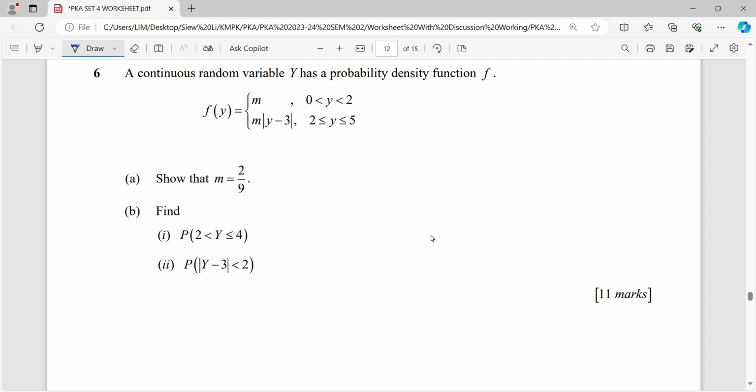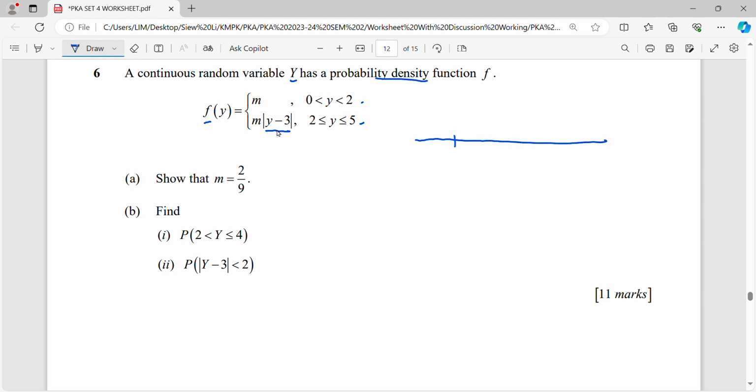Okay, so look at this question. A continuous random variable y has probability density function, small f here, and then look at your function involving modulus. In your piecewise function, still involving modulus, you have to define your modulus function first, so that the intervals will be more accurate.